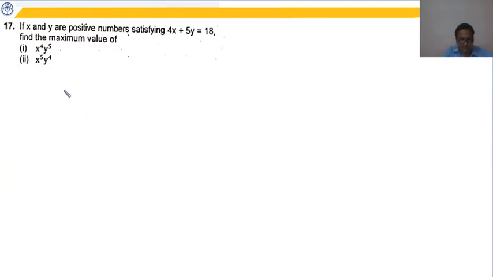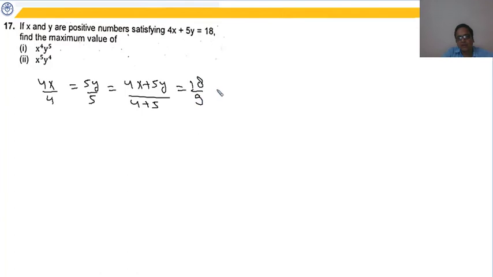What we simply learn in that model is we just divide 4x by the power of x and 5y by the power of y, and we add them. 4x plus 5y upon 4 plus 5 as 9. This is given as 18 upon 9, which is 2. Explain first two models just to cater these two questions.